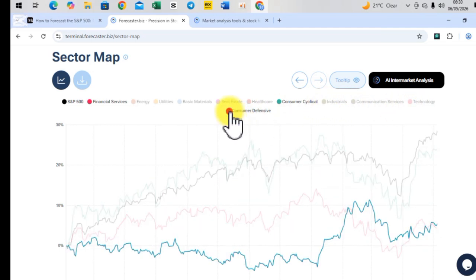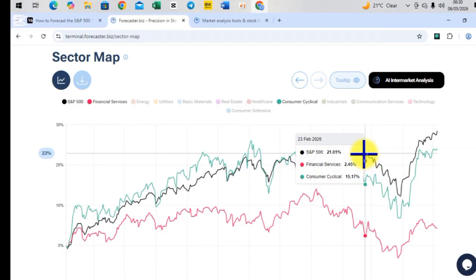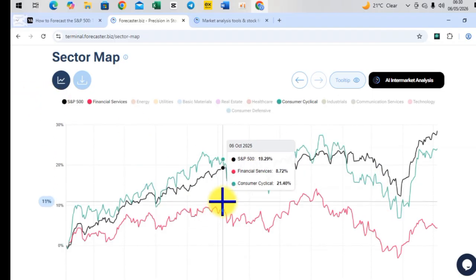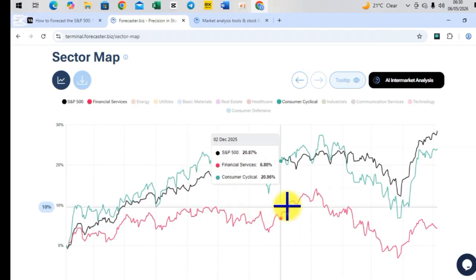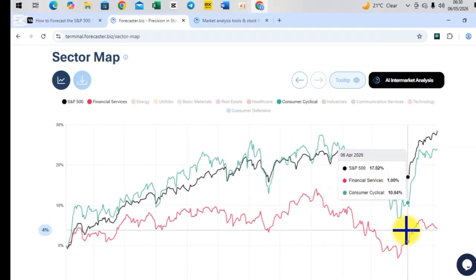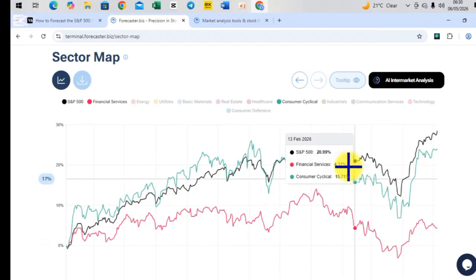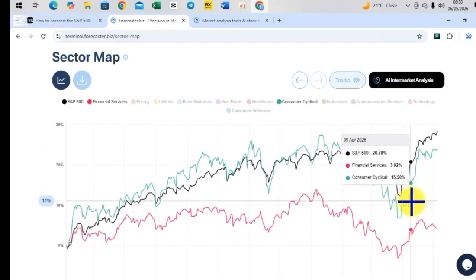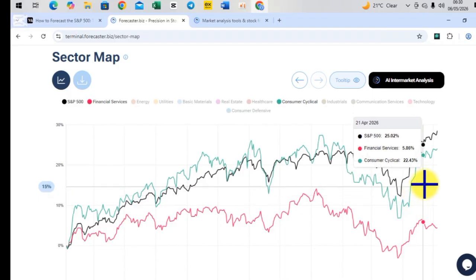Technology and consumer defensive. So you can see I've remained with only 3, which is the S&P 500, the entire asset, and its two sectors, the financial services sector, which is in this pink, and then the other one, which is almost like green. This one is the consumer cyclical.